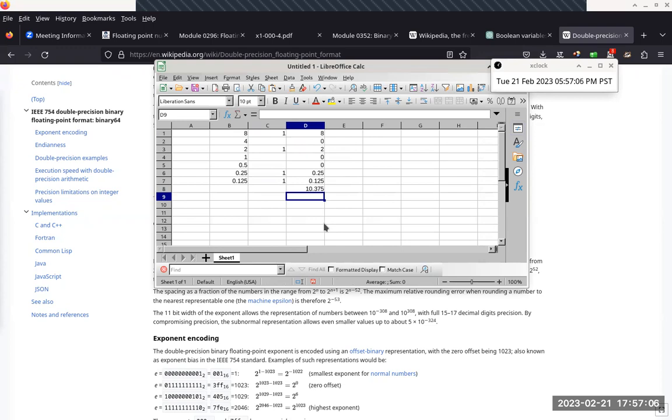10.375. So 10.375 is a base 10 number that I want to convert into a double precision floating point number. Are we doing okay so far with this?